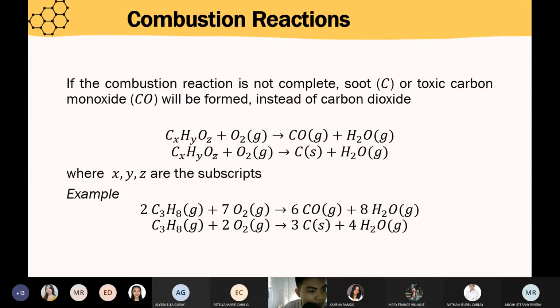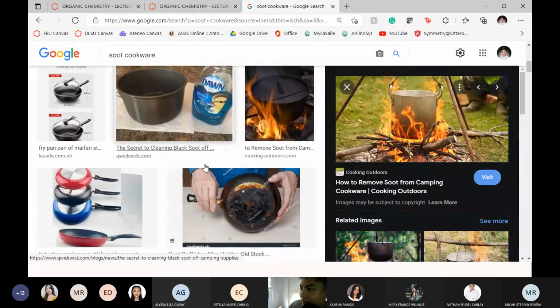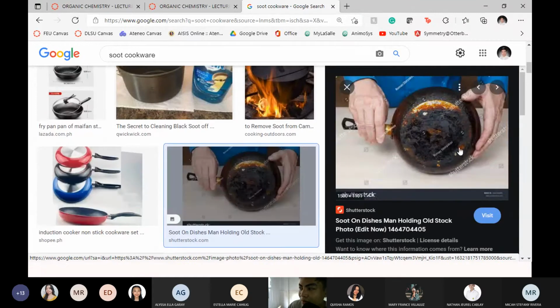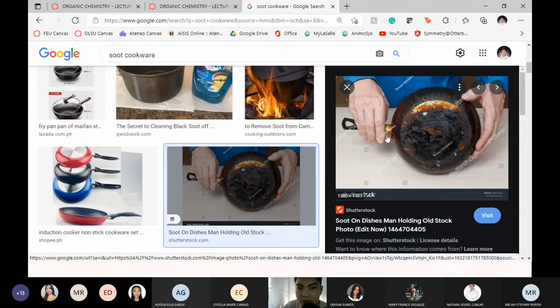Ano itsura ng soot? Let me Google it. Di ba pag nagluluto kayo, ano mangyayari sa ilalim ng panluto nyo, nangingitim, no? So, what happens there? The reaction is incomplete. The combustion of your butane gas is incomplete so that you form the soot. Yun yung dahilan ba't nangingitim yung ating kalan.